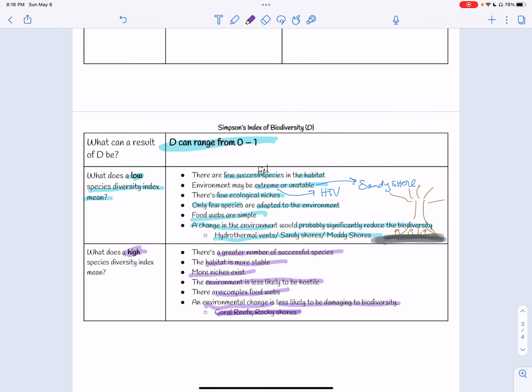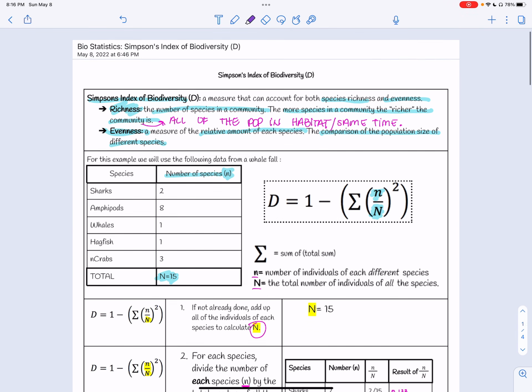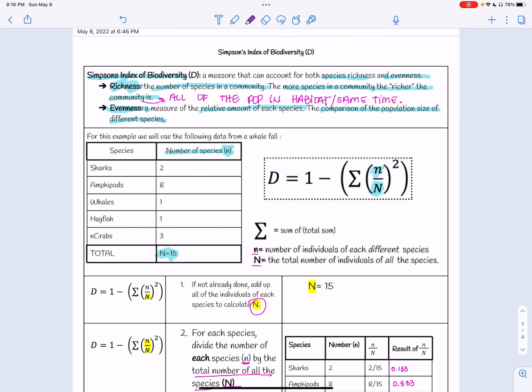All right, and that is the Simpson's Index of Biodiversity. Like I said, most likely this would be comparing two different habitats together to identify which one is more biodiverse than another.